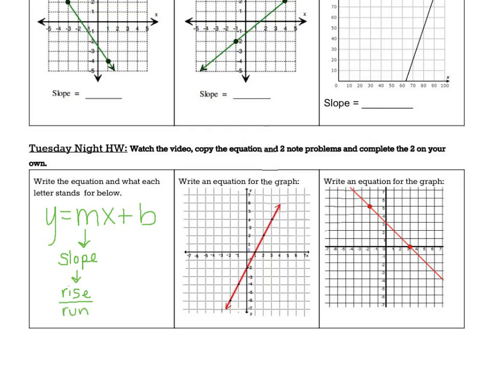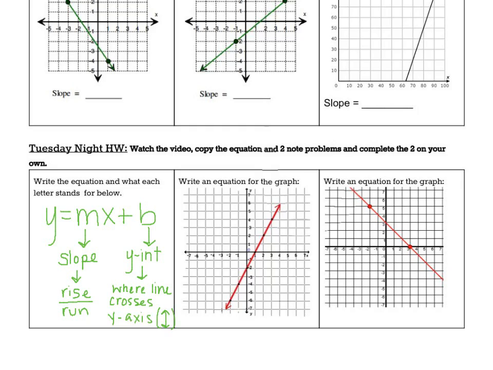The second piece of our equation is b. And this is our y-intercept. And y-intercept tells us where the line crosses the y-axis. And remember, y goes to the sky, so it's our vertical axis.